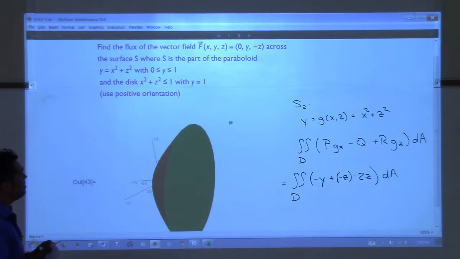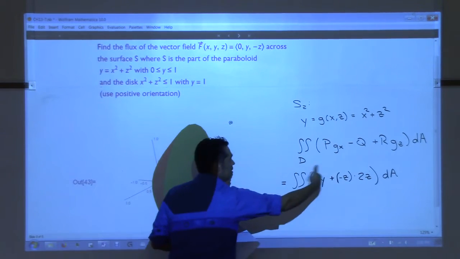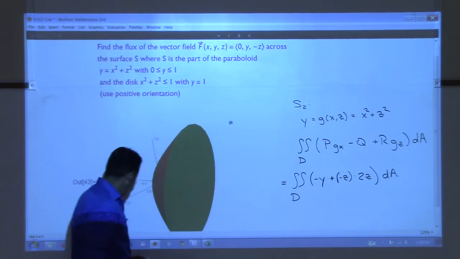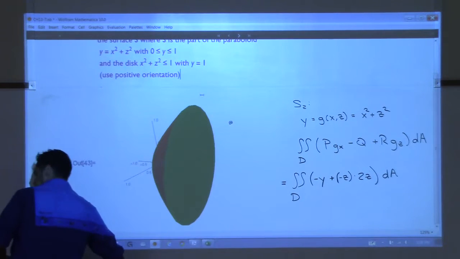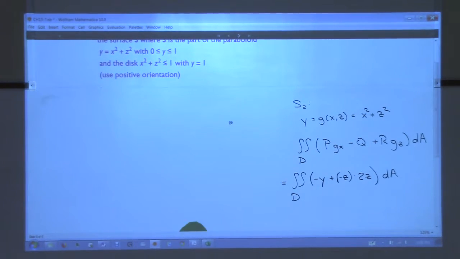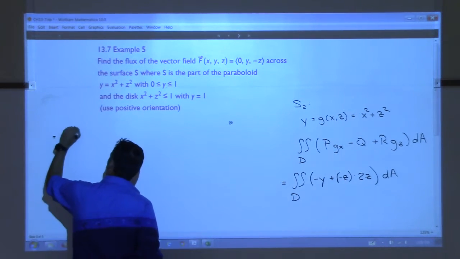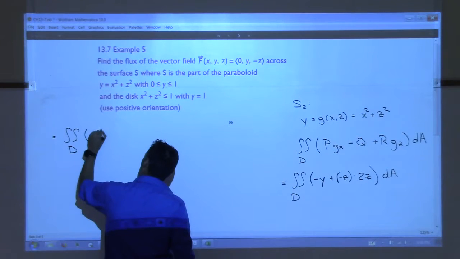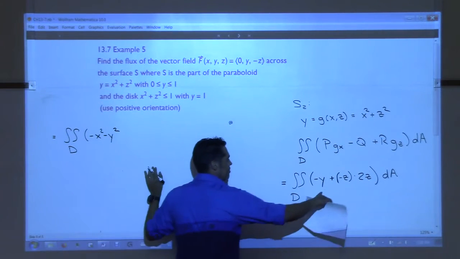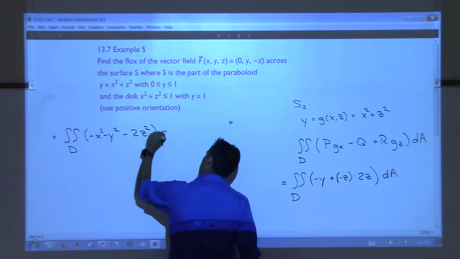Now I have to replace y with x squared plus z squared, because you can only have x's and z's in here if we're going to use this. So this should become double integral over D of negative x squared minus y squared. The negative goes to both, right? And this will become minus 2z squared dA.